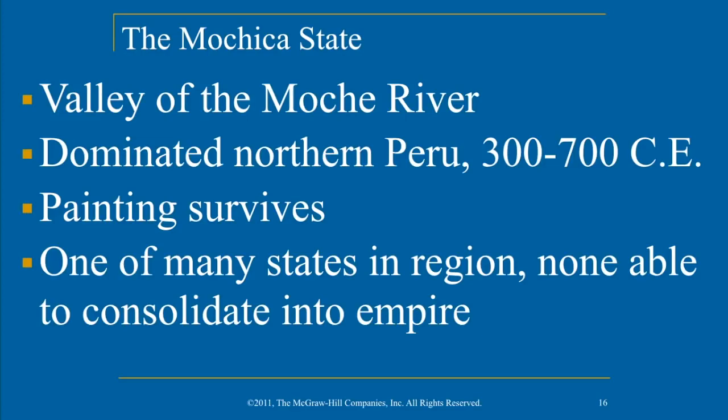Next, we have the Mocha state. It's in the valley of the Mocha River. It dominated northern Peru between 300 and 700 CE. Very little is known about them other than some of the paintings that survive.